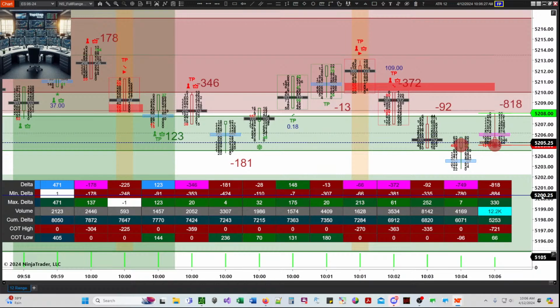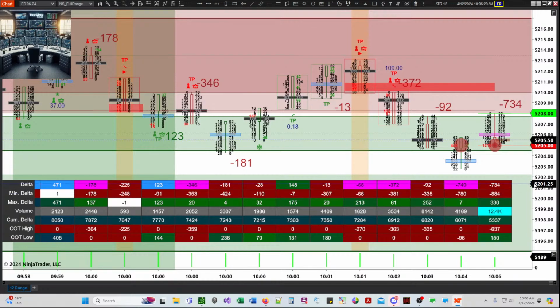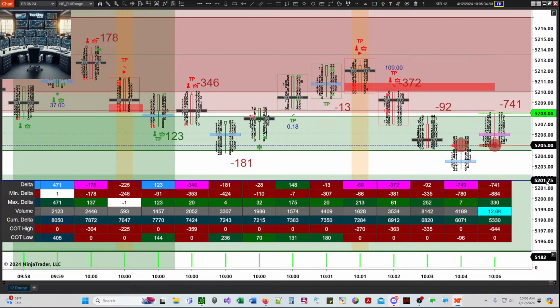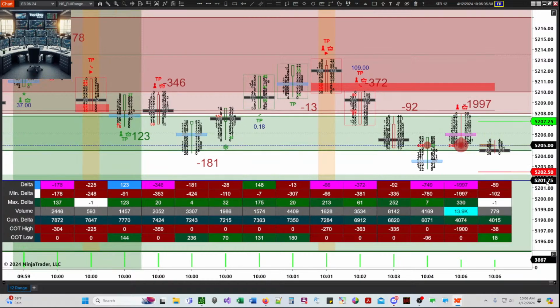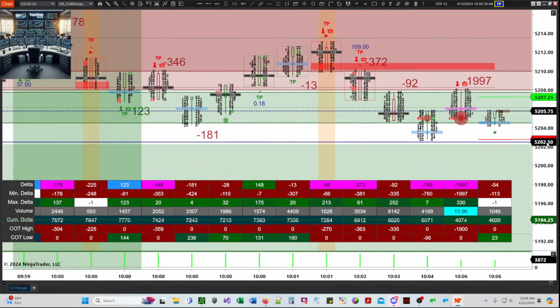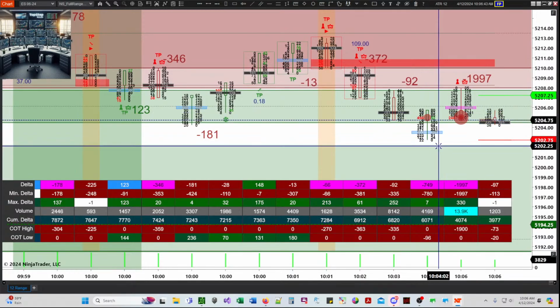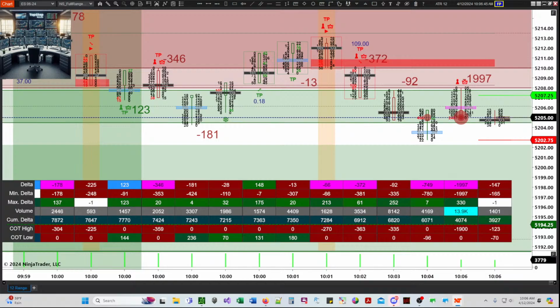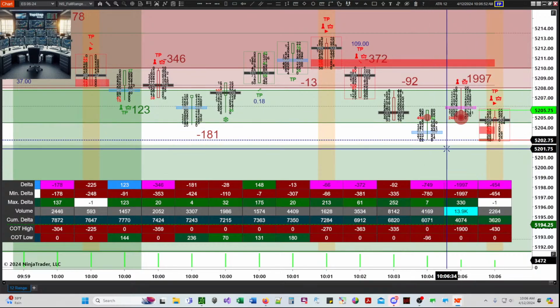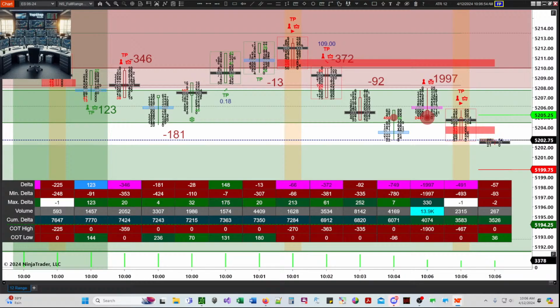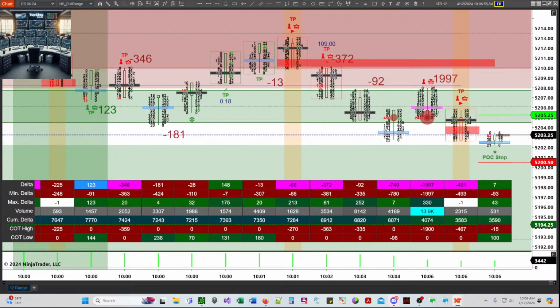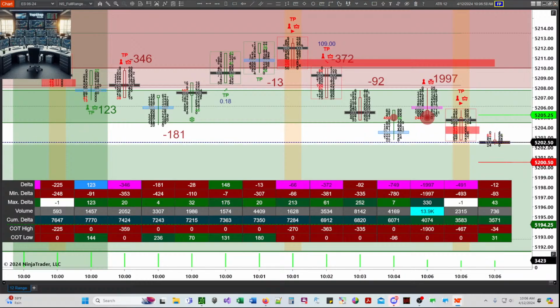Oh, it's trying to give me what I was asking for. This would be a counter trade though, man. I'm kind of scared to take that trade. What's this low right here? Two and a quarter, 2.5. Order filled.